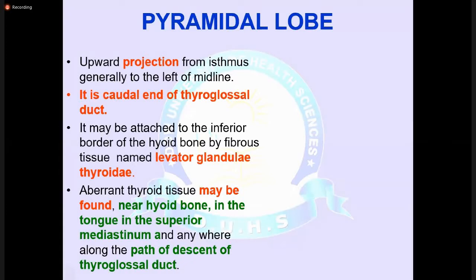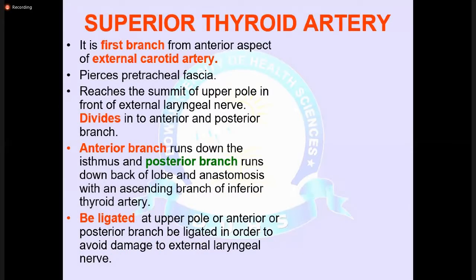The superior thyroid artery is the first branch from the anterior aspect of the external carotid artery. So we have the superior thyroid artery supplying the superior part and the medial part of the thyroid gland, and it arises from the external carotid artery. And again, this is how you have the division, that is, it divides into the anterior and the posterior branch, and then it supplies the anterior and the posterior aspect of the thyroid gland.